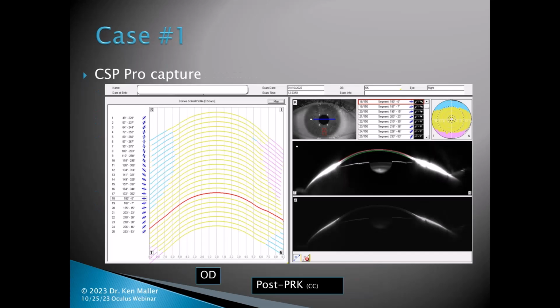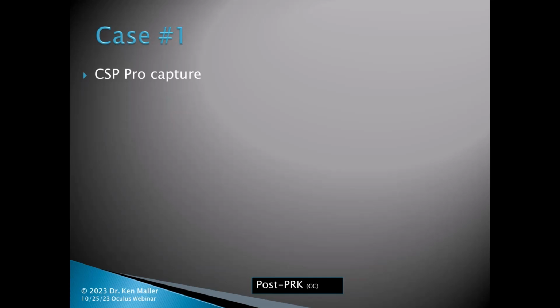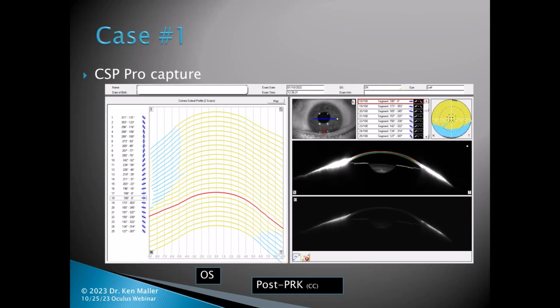So I went ahead and did a corneal scleral profiling capture. This is what it looks like on the CSP software from the Pentacam. The arcs on the left are the individual cross sections, and on the lower right, you can see the Scheimpflug images of this particular eye that we were measuring. Here's the left eye.